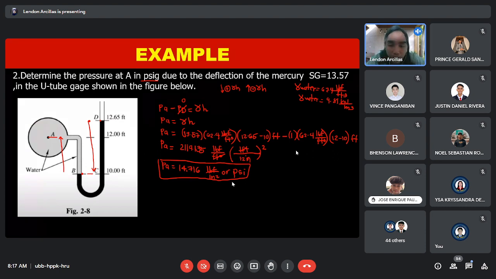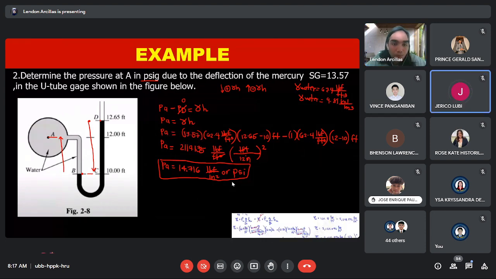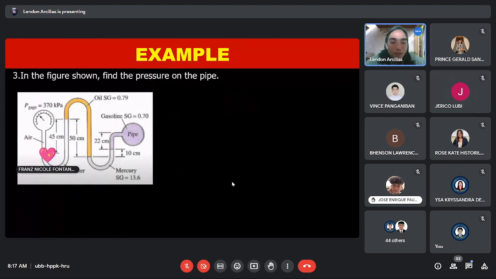Okay ba? Okay? Okay pa naman. Okay, let's try and solve this one. Find the pressure on the pipe. So we need to find the pressure here on the pipe.